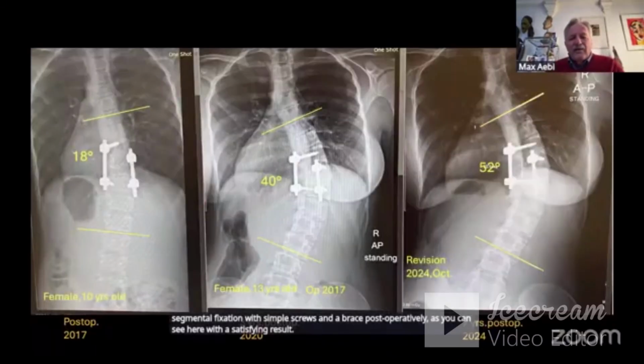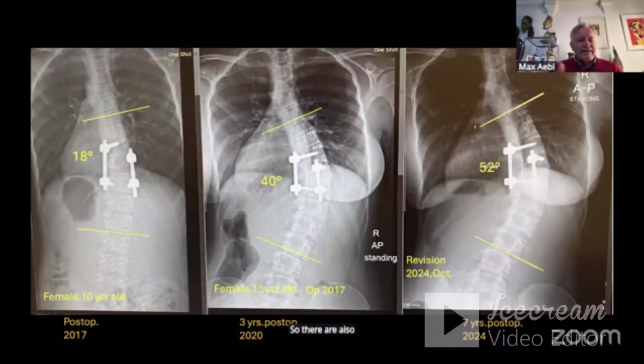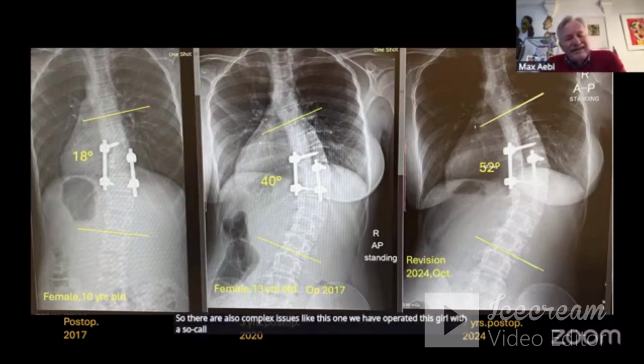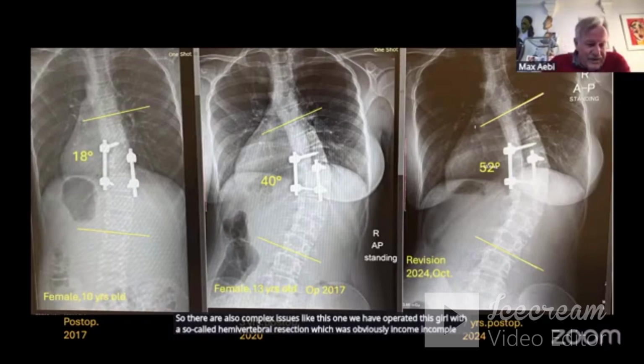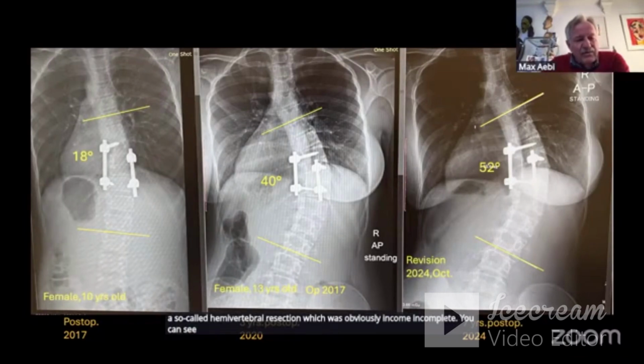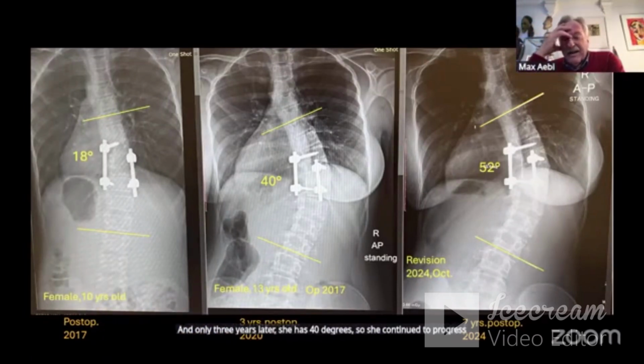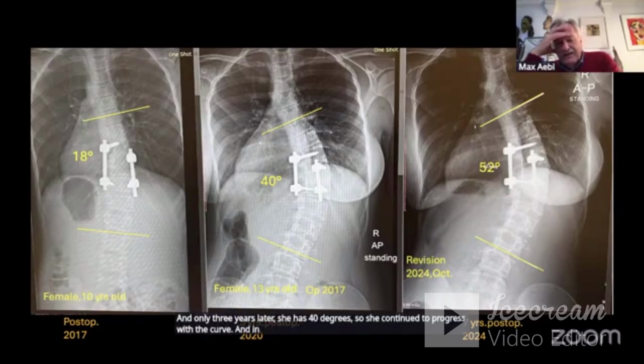So there are also complex issues like this one. We operated on this girl with a so-called hemivertebra resection, which was obviously incomplete. She was 10 years old when we operated on her in 2017. Only 3 years later, she had 40 degrees. So she continued to progress with the curve, and in 2024, she had 52 degrees.